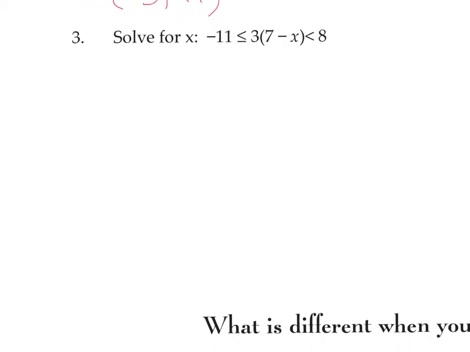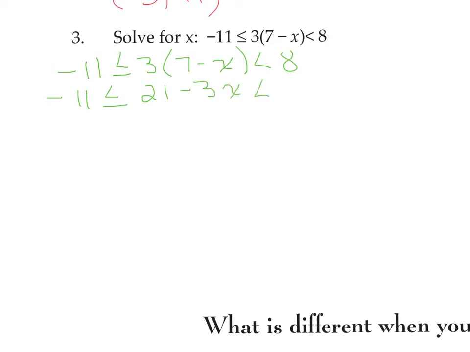All right, for number 3, we're going to need to simplify first to get rid of these parentheses. So I'm going to rewrite negative 11 less than or equal to 3 times 7 minus x less than 8. So let's simplify this stuff in the middle first. Negative 11 less than or equal to, this is distribute, 3 times 7 is 21. 3 times negative x is negative 3x and less than 8.